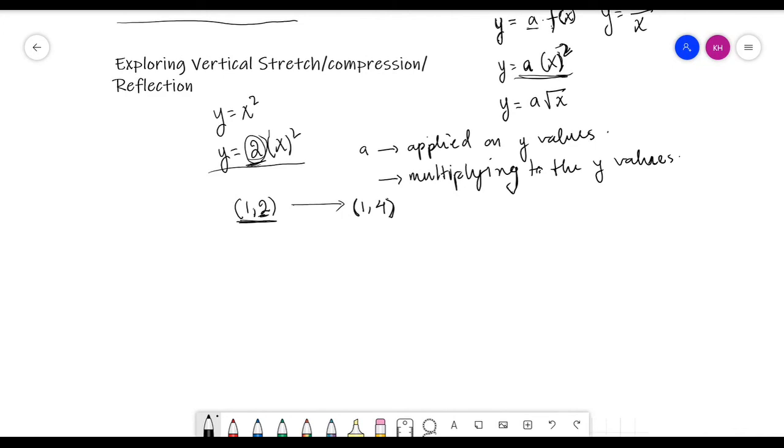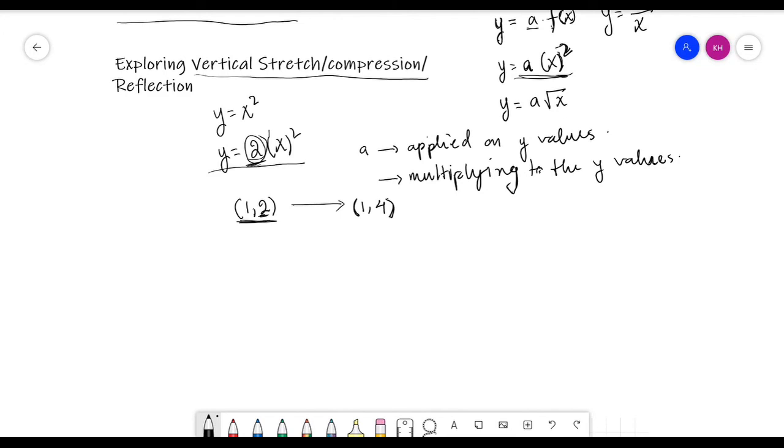Now, if we think about it, we are multiplying a number with the y value, so it will obviously affect the vertical axis, which is the y-axis, and that's how you can remember that we're talking about a vertical stretch, compression, or reflection. Now, when we apply the a transformation, we can either have a stretch, compression, or reflection. How do we know that?